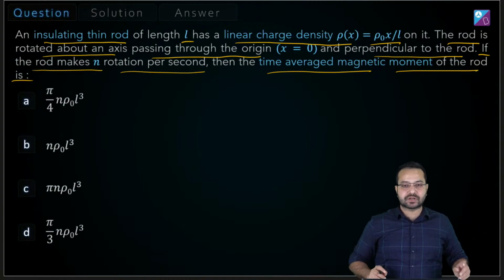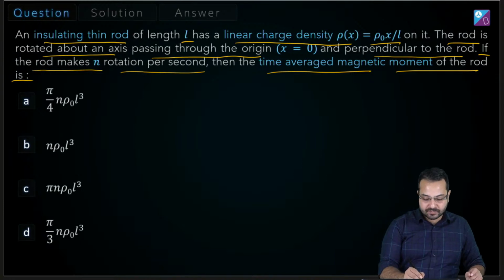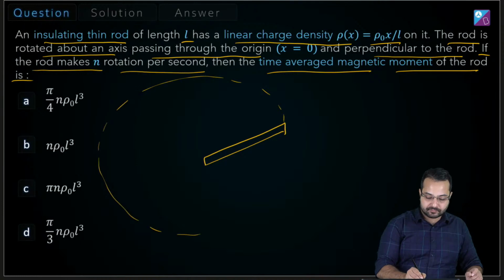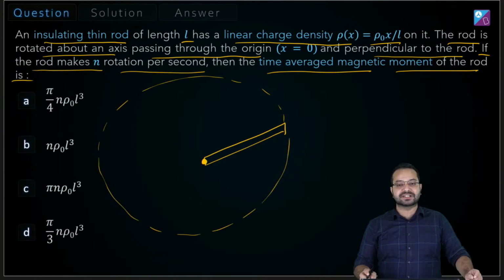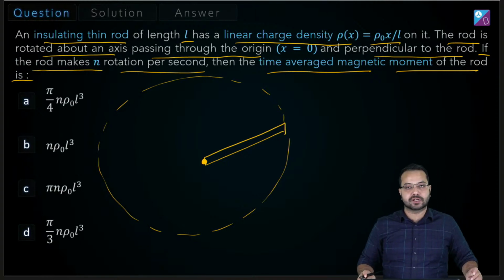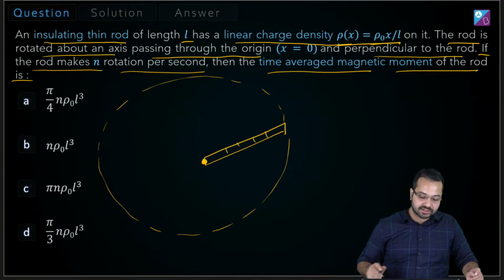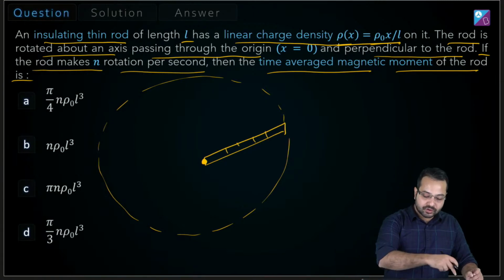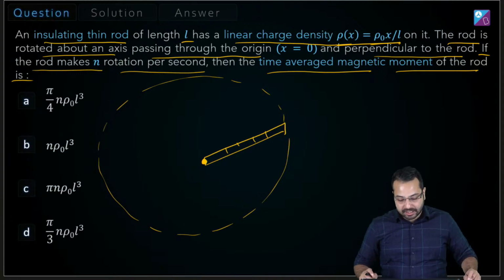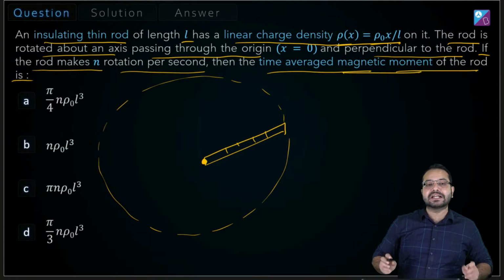Can you visualize the question? So we have this rod over here. It is moving in a circle about this axis, which is passing through its end and perpendicular to the plane of the screen. This is a charged rod and its charge density is changing. The linear charge density is variable, so at different points you'll have different linear charge density. Now it is rotating, and if it is rotating we have to calculate what is the magnetic moment.